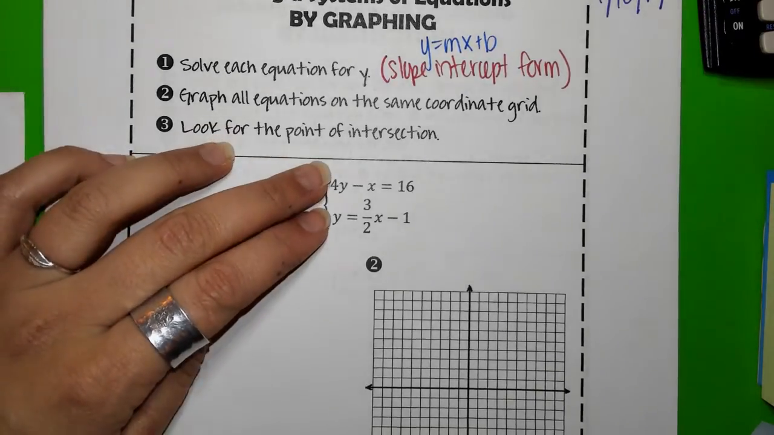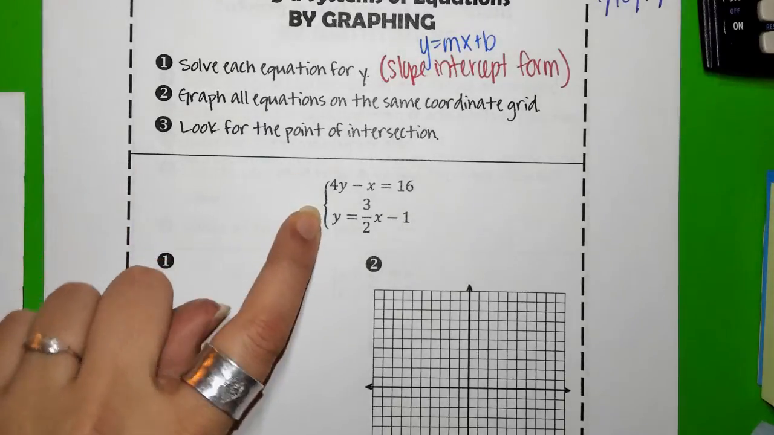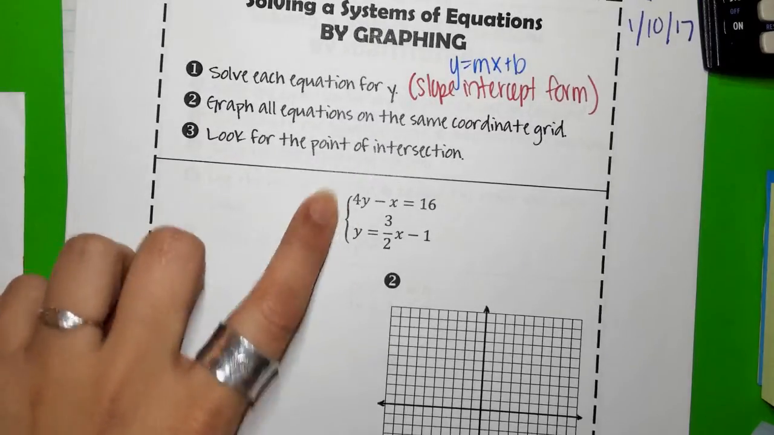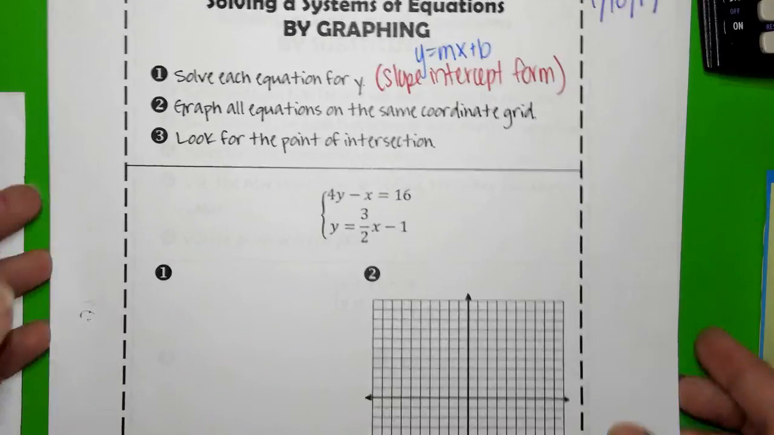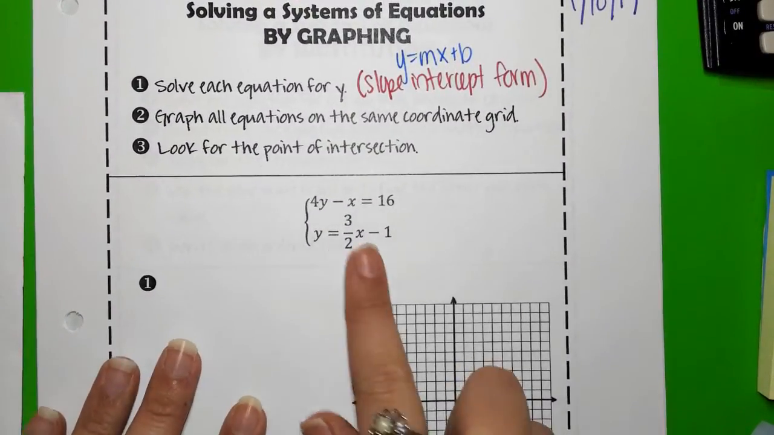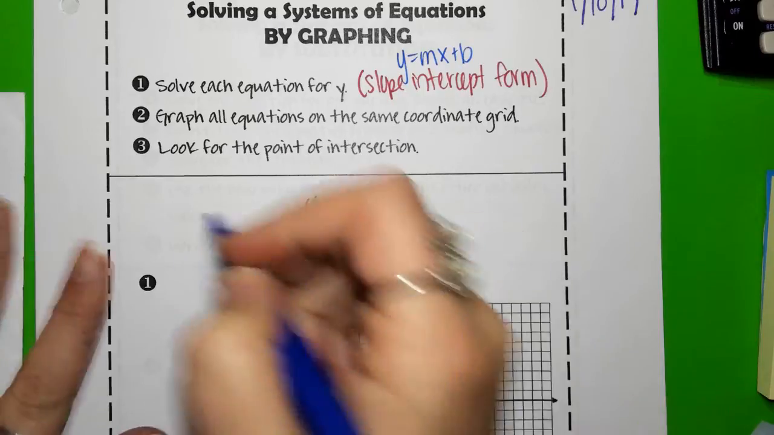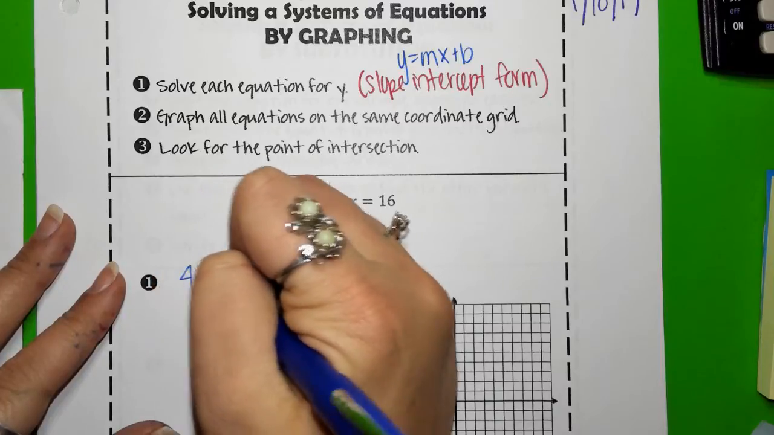So looking at our system, and this is how you write a system: you write them on top of each other, you put a squiggy. So we're still going to be doing that. Are both of these in slope-intercept form? Which one is not in slope-intercept form? So now what we're going to do for step 1 is turn this into slope-intercept form. This is where all of our skills that we've been doing with literal equations, where we practiced over and over and over, this is where we use it. This is the whole point. Get excited.